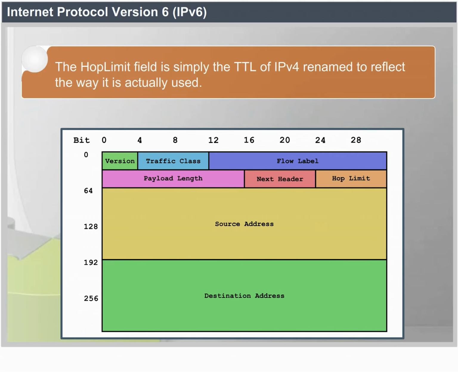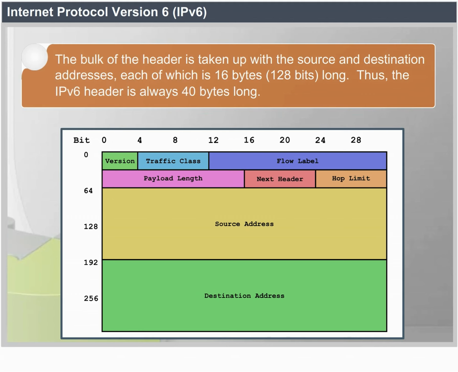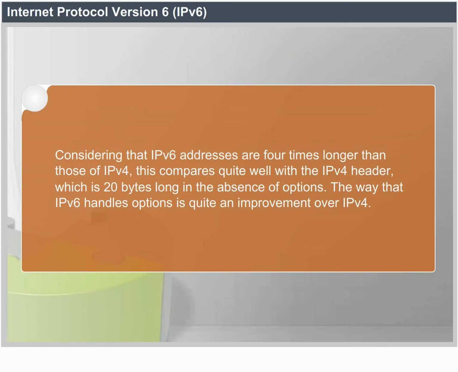The hop limit field is simply the TTL of IPv4 renamed to reflect the way it is actually used. The bulk of the header is taken up with the source and destination addresses, each of which is 16 bytes, 128 bits long. Thus, the IPv6 header is always 40 bytes long. Considering that IPv6 addresses are 4 times longer than those of IPv4, this compares quite well with the IPv4 header, which is 20 bytes long in the absence of options.